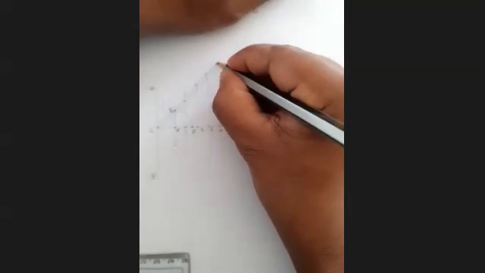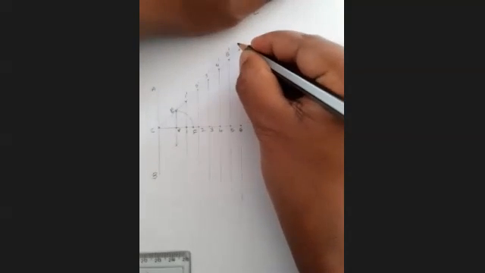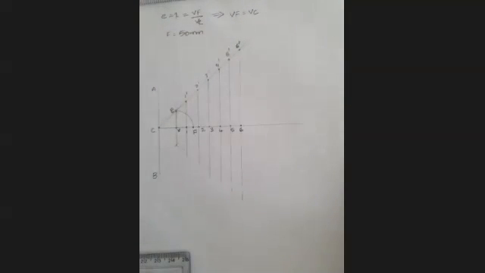Next, this is 2. Wherever it cuts here, this will be 2 dash. This is 3 dash, 4 dash, 5 dash, and 6 dash.